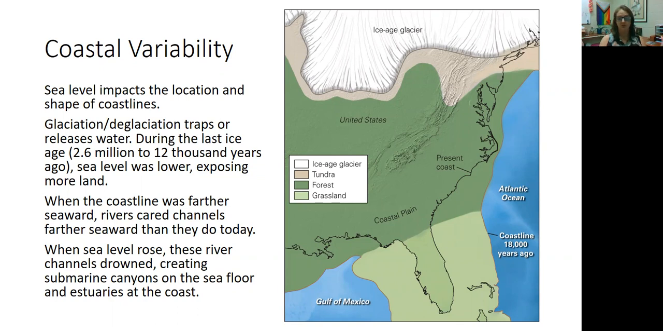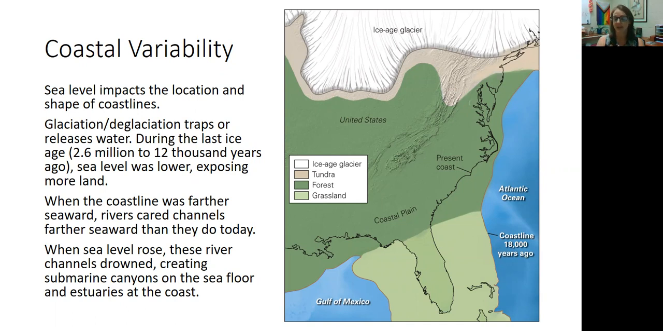Thinking over the long term, right, geologic time scale, the cycles of glaciation and deglaciation, when global temperatures are much colder and then much warmer, cause water to be trapped in the glaciers and then drain back to the ocean, and then trapped in the glaciers and drain back to the ocean. So this causes sea level to rise and fall periodically. During the last ice age, which lasted from 2.6 million to 12,000 years ago, sea level was much, much lower, right? Because a lot of the water was trapped as ice and glaciers.